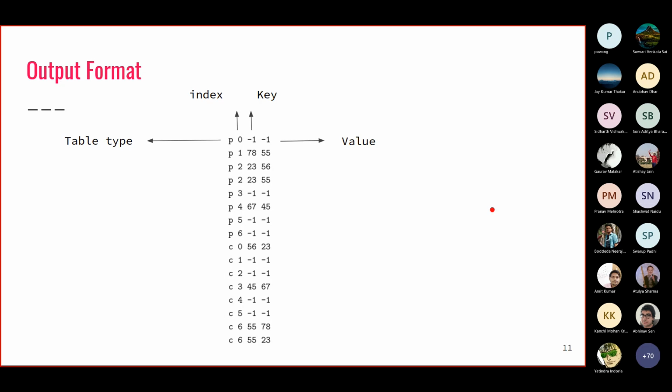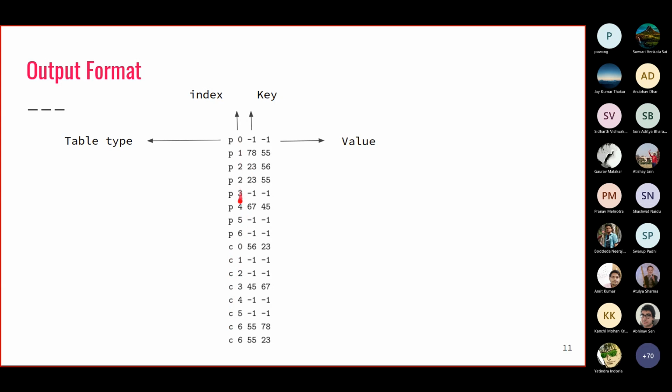Okay, so the output format which is required is like this. The first column denotes the table type, meaning you not only have to give the unique portfolio numbers, but you have to print the hash table at the end. So the printing should be like this. The first column should be the table type, whether it is by portfolio or by counterparty. If it is by portfolio, then it is P. If it is by counterparty, then it is C.